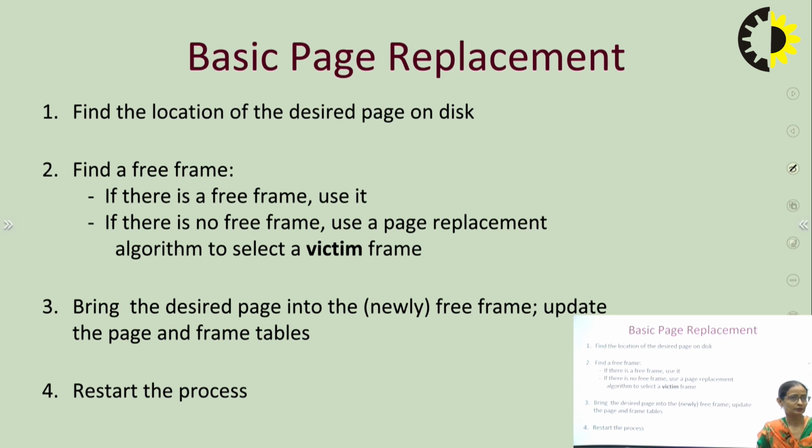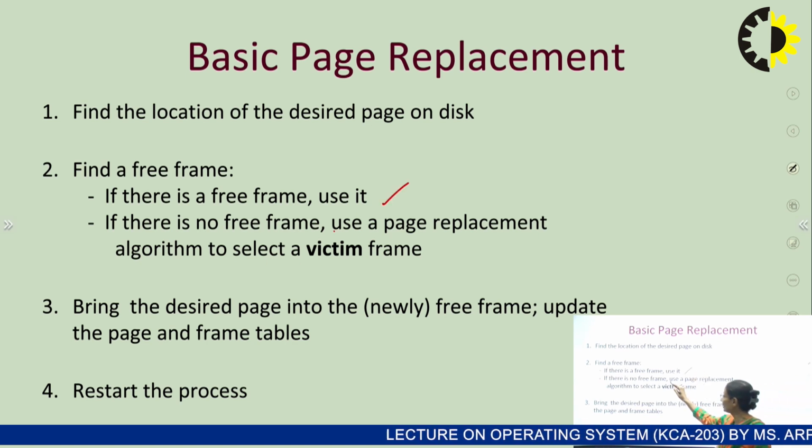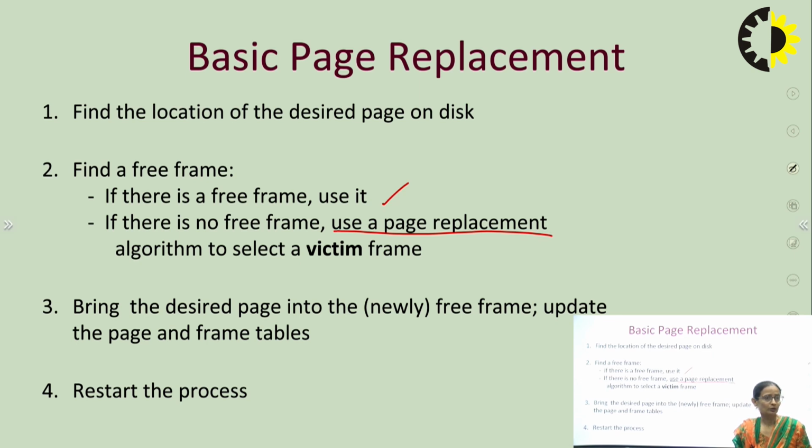So basically what we are doing now, we are finding the location of the desired page on disk and finding a free frame. If there is a free frame, use it. But if there is no free frame, then what is happening? We call the page replacement algorithm to select a victim frame. Bring the desired page into the newly freed frame, update the page and frame tables, and after this we restart the logic of the process.